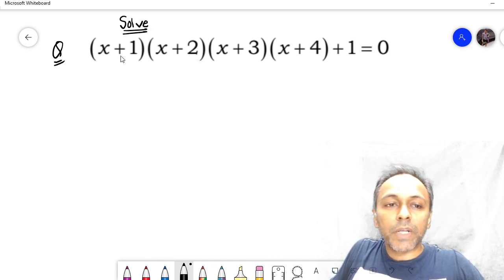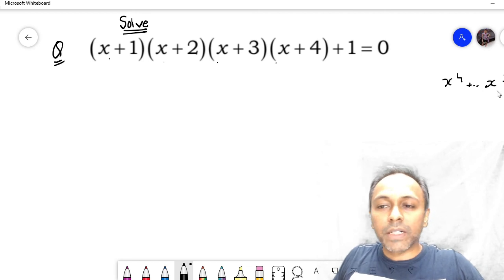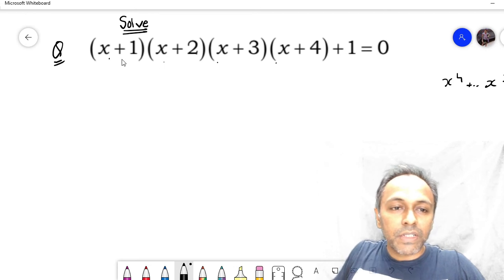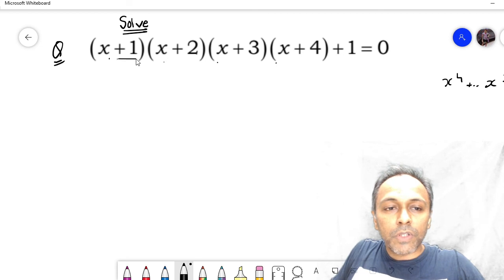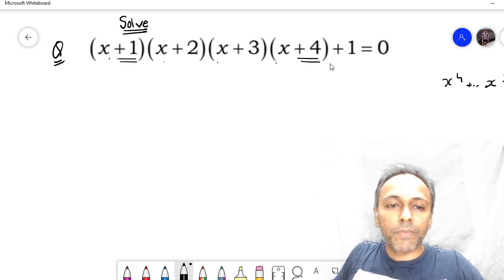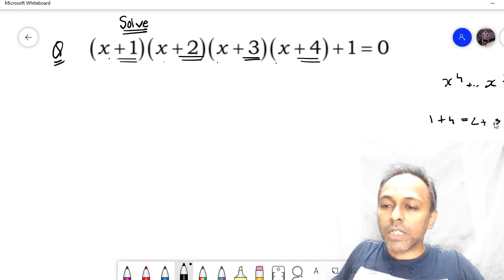Now see, if you are going to multiply, you will get x into x into x into x, that will become x raised to 4. Then the next term x cube. So there will be some coefficients here, and then it will become a very complicated equation. So the trick here is to observe the constant. It is 1 here and 4 here. So 1 plus 4 is equal to, and look at the other constants, 2 plus 3.